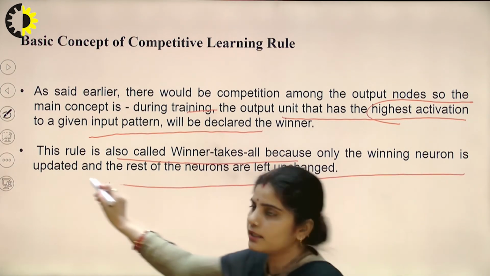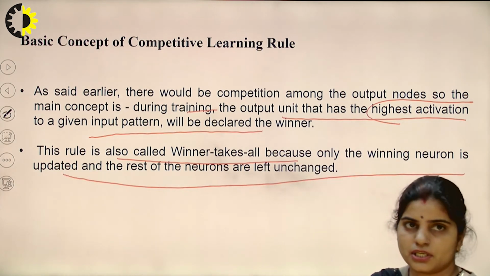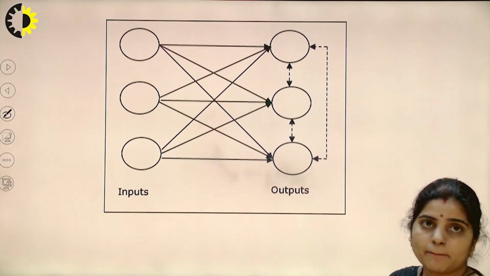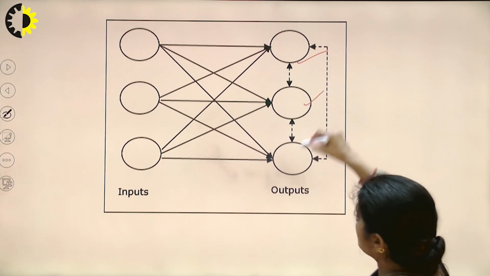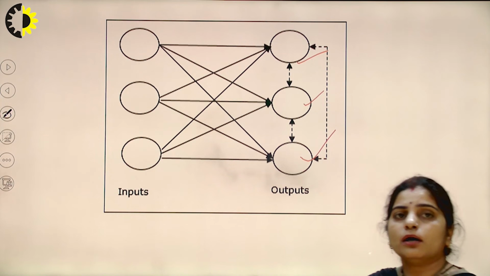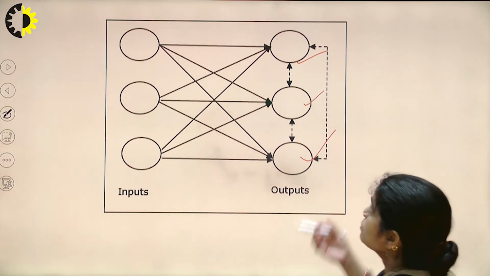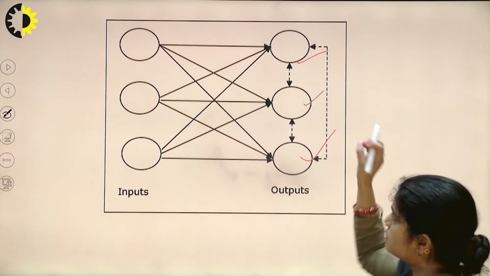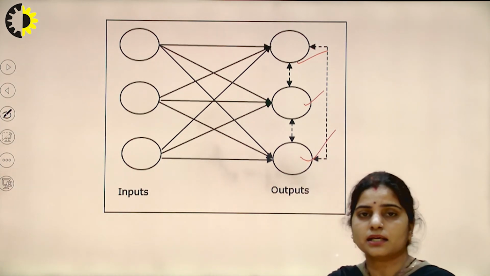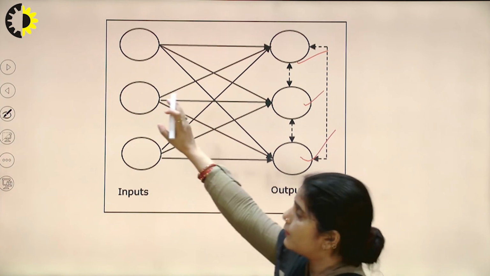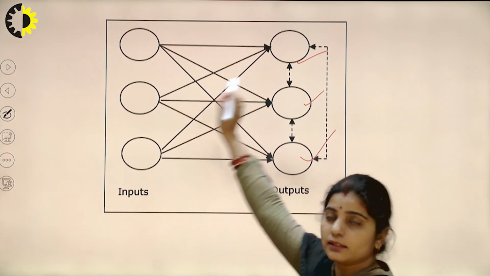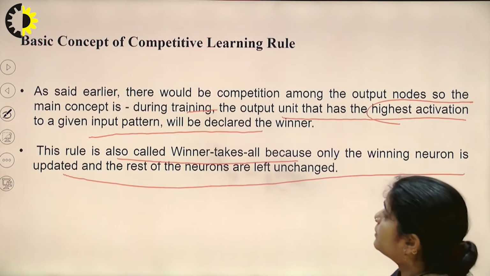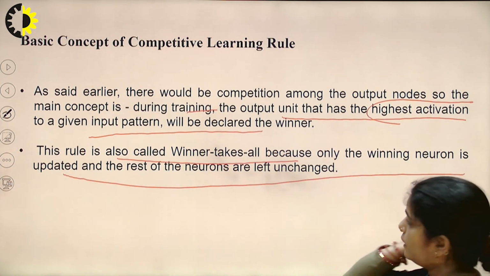This rule is also known as winner takes all, because only the winning neuron is updated and the rest of the neurons are left unchanged. In this given example, these nodes are considered as individual nodes, or neurons. Apart from these outputs, whichever node has the highest activation corresponding to a particular input pattern, that individual node will only be updated. The rest of the neurons are left unchanged.